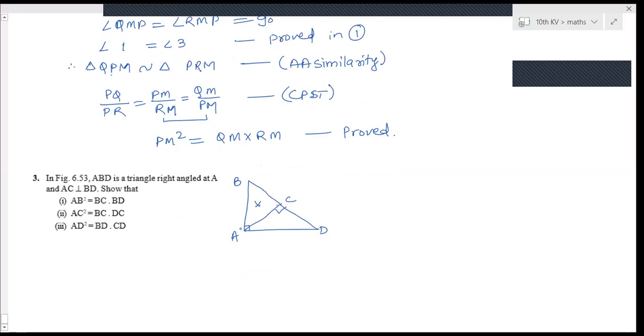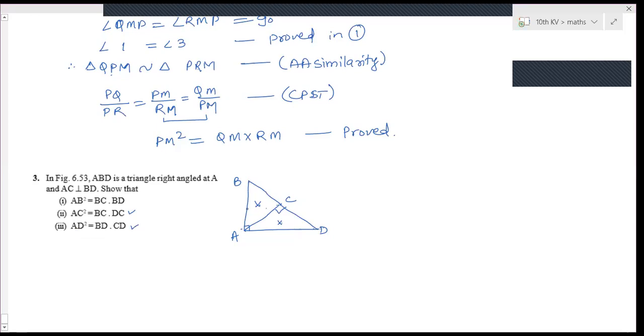Similarly, AC square is equal to BC into CD. Just now at the top, you have proved the same thing. The middle altitude square is equal to the product of the base parts. That is the second part. For that, you have to prove this triangle and this triangle similar. And then AD square is equal to BD into CD. For the last one, the lower triangle, you have to prove similar to the full triangle.